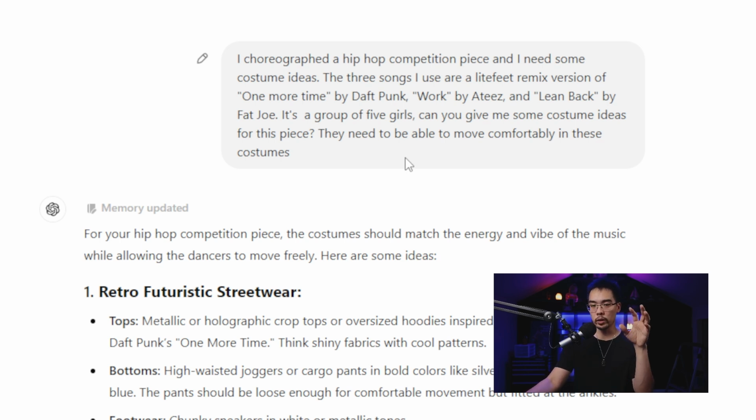So I think just right away, something to note for AI prompts, the more specific you are, the better. So instead of just saying a hip hop piece, I try to give it the song ideas. I told it they need to be able to move comfortably just to make sure, things like that. I probably could have been even more specific. I could maybe have given it a color palette I was thinking of, but honestly, I had no other ideas.